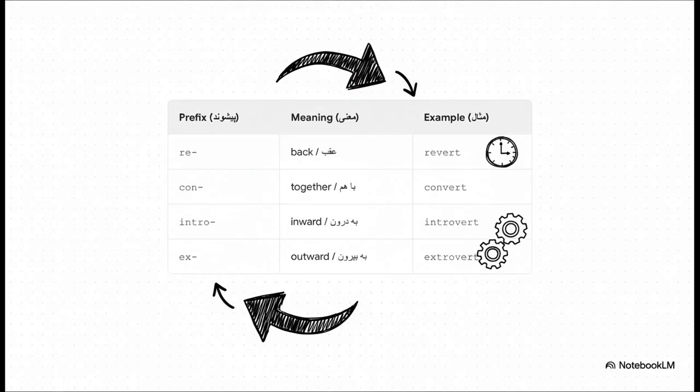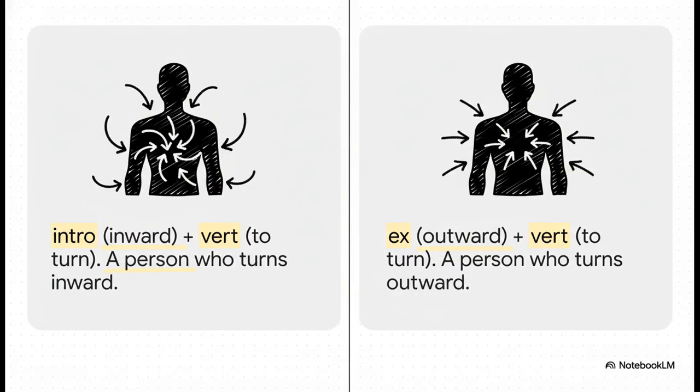And this is where it all starts to click together so logically. You take a prefix like re, which means back, you add it to our root and you get revert, to turn back to a previous state. Or you take con, which means together, and you get convert, to turn something's form by bringing it together with a new idea. It's such an elegant and simple system once you see it. And this is just a perfect example of how powerful this system is. Look at introvert and extrovert. An introvert is literally someone whose focus and energy turns inward. An extrovert is someone whose energy turns outward. The words themselves are perfect descriptions of a personality. It's not random at all.